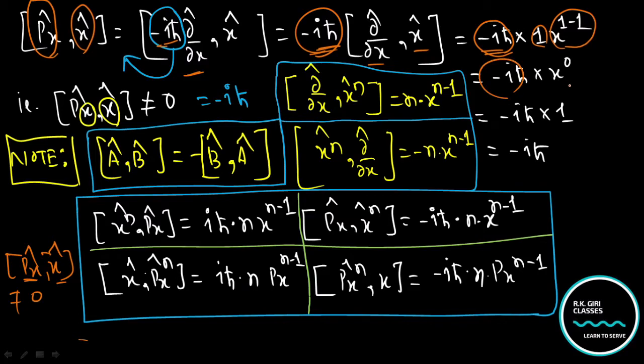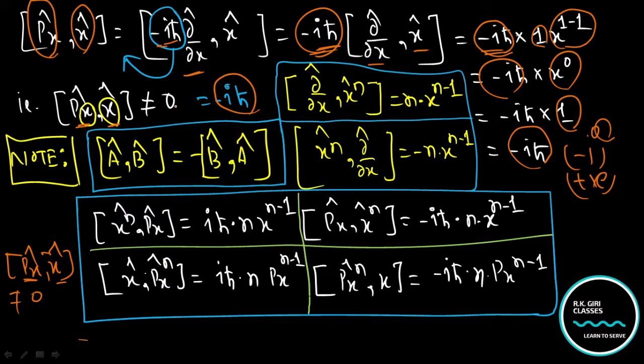That is minus iħ times x to the power 0. Power 0 means the value will be 1, since anything positive to the power 0 is equal to 1. So you are getting the value [x, p] = iħ, which is not equal to 0. Similarly, ∂/∂x of x to the power n is equal to n times x to the power n minus 1.